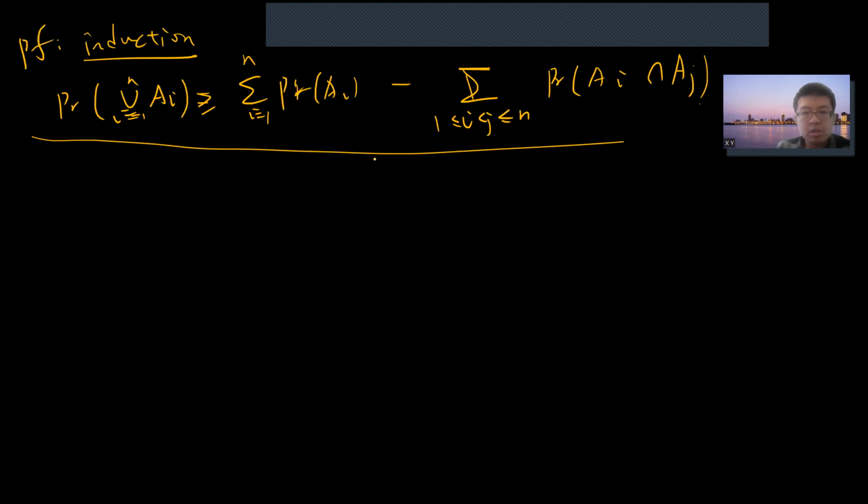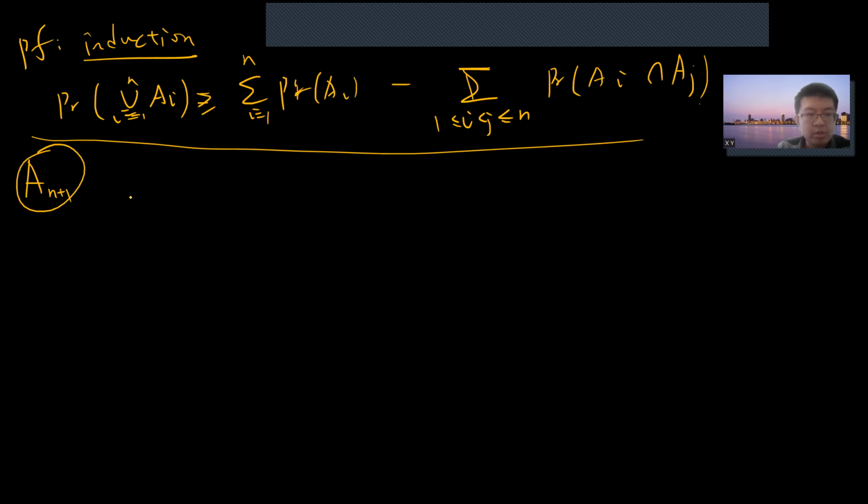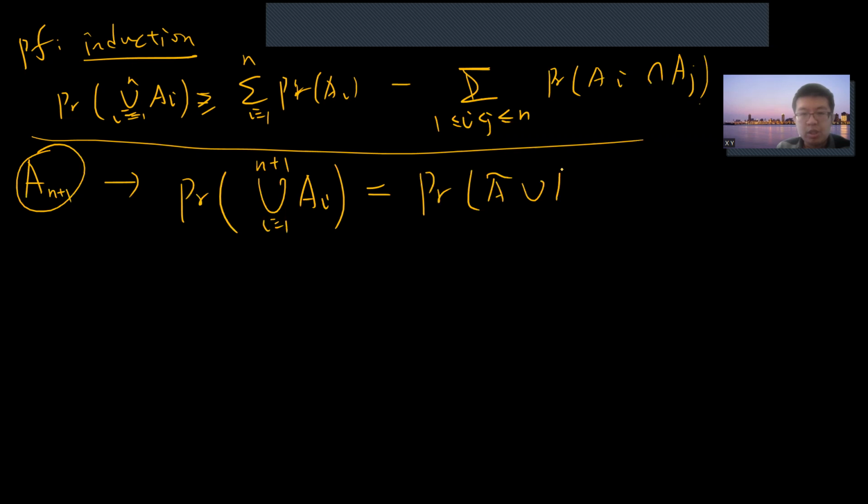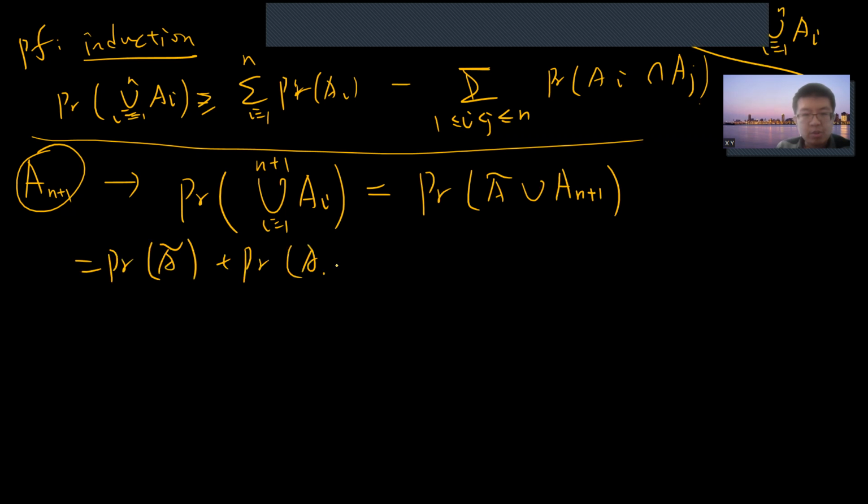Okay, so now let's consider adding the term A_{n+1}. I want to compute the probability of the union of A_i, i from 1 to n+1. I imagine this is A tilde union A_{n+1}, where A tilde is just the union of A_i, i from 1 to n. So this is the probability of A tilde plus the probability of A_{n+1} minus the probability of A tilde intersection with A_{n+1}.